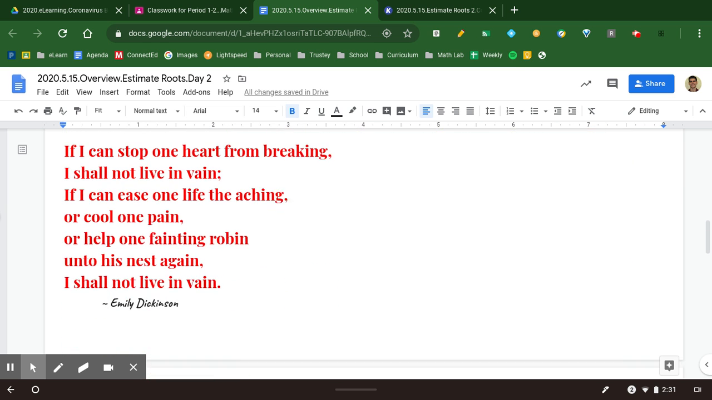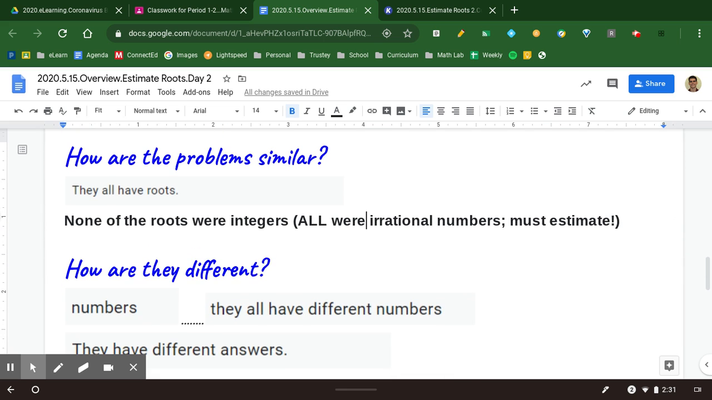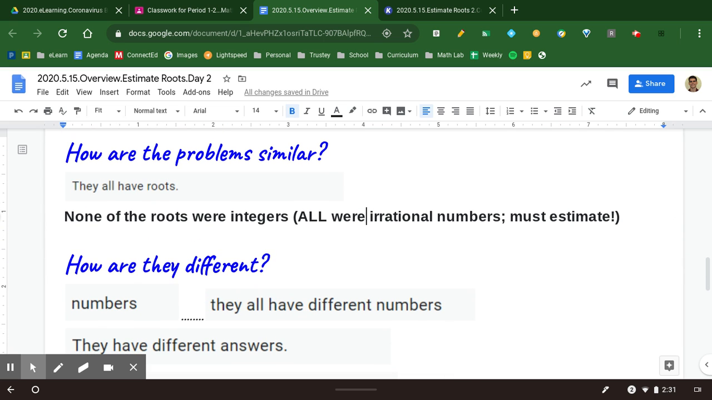Now, to review the exit problems from a couple days ago, I'm kind of surprised by these, not as solid as our team usually is. For instance, the first question: how are all the problems similar? Many people said they all have roots. On the other hand, I was surprised nobody said none of the roots were perfect numbers, or should we say integers. In fact, all of them were crazy, ugly, irrational numbers, and therefore, if you look carefully at the directions, it said estimate, come up with the nearest integer.